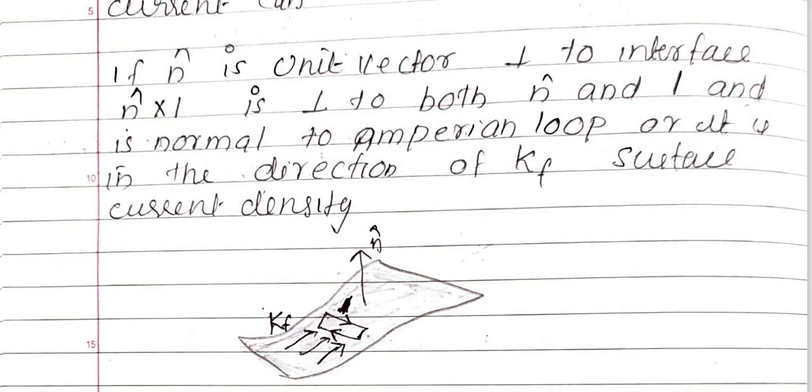So n cap is the unit vector perpendicular to the interface. So n cross L, this is not I, n cross L, the length of the Amperian loop, is perpendicular to both n and L and is normal to the Amperian loop, or it is in the direction of Kf, that is the surface current density.